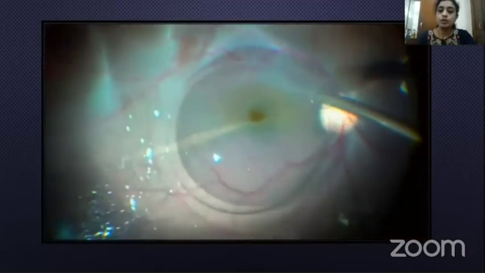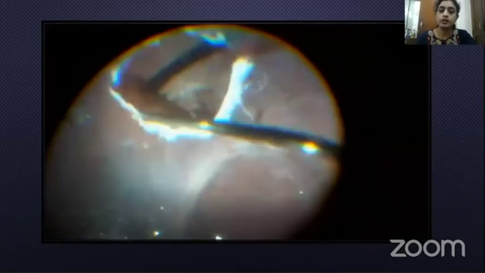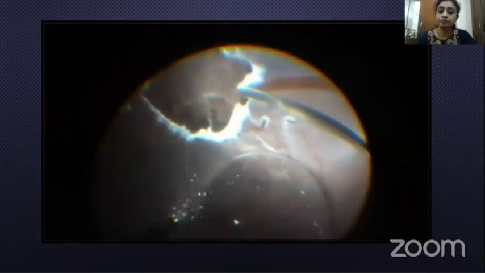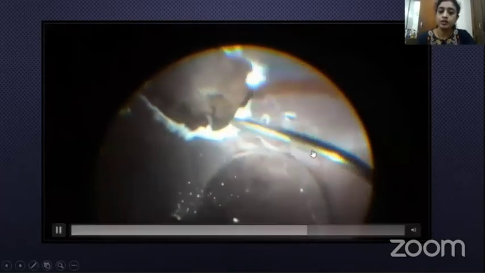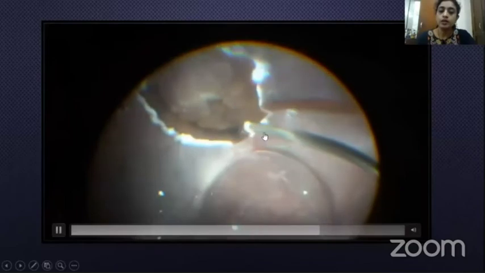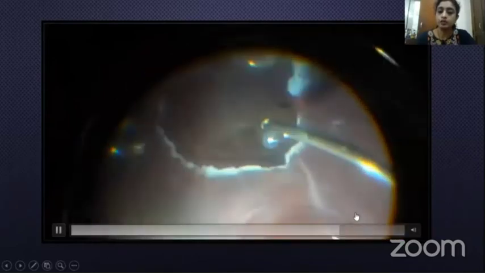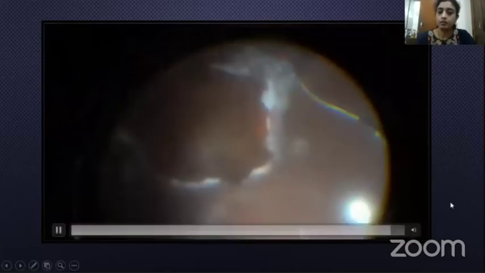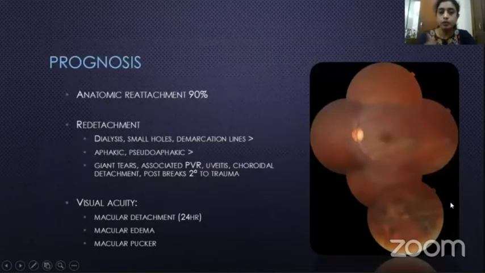Securing the posterior pole with the PFCL, and this is endocautery being done to the edges of the break, and all the vitreous adhesions to the break have to be removed. Fluid air exchange, PFCL removal, endolaser which is being done, followed by silicone oil injection. The prognosis is good if the macular detachment is within 24 hours.